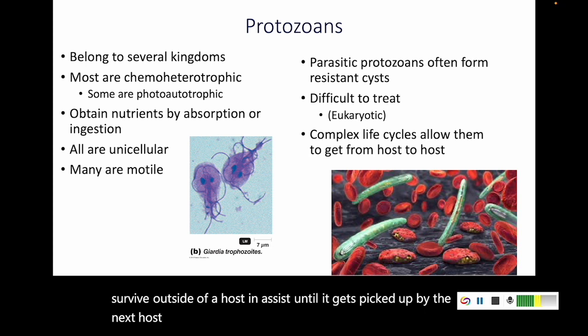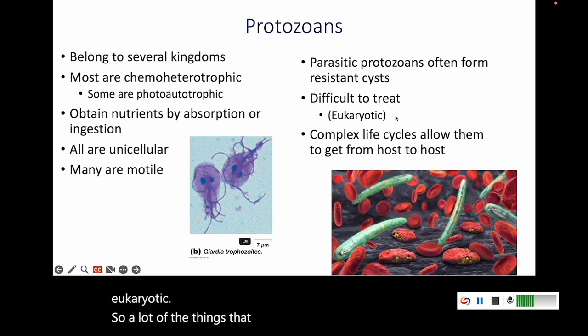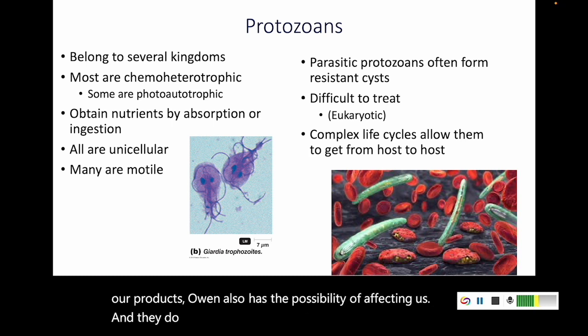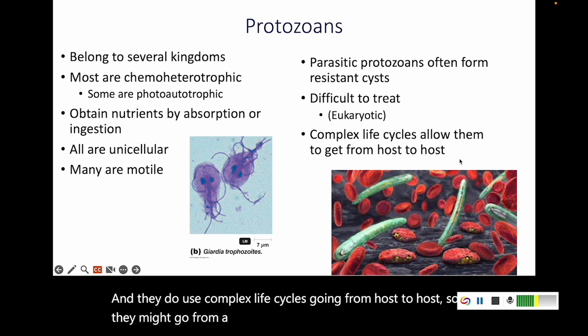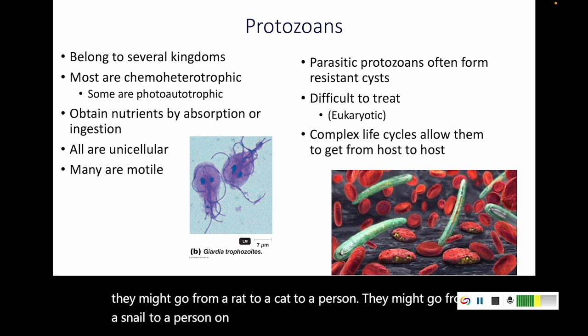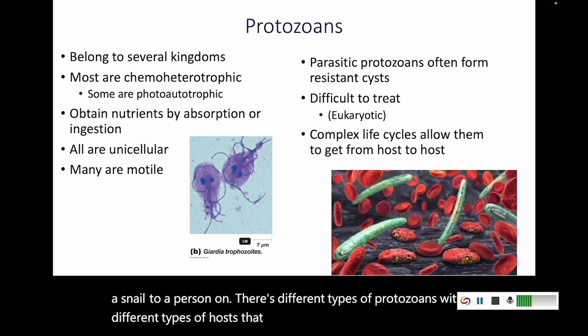Many protozoans are difficult to treat because they are eukaryotic. So a lot of the things that we would target to stop the growth of a protozoan also has the possibility of affecting us. And they do use complex life cycles going from host to host. So they might go from a rat to a cat to a person. They might go from a snail to a person. There's different types of protozoans with different types of hosts that will go through different species to complete their whole life cycle.